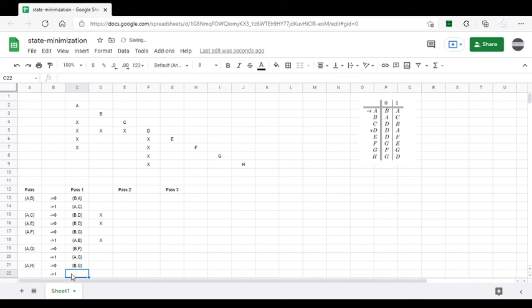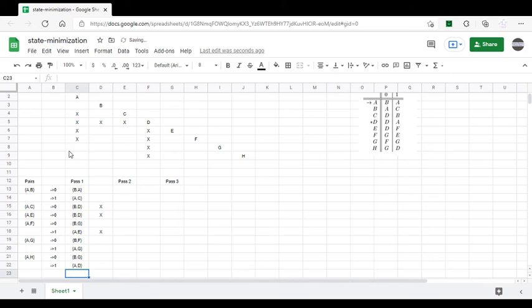Where does that take me? I'm at A and I read a 1, it takes me to A. I'm at H and I read a 1, it takes me to D. Now I look at AD. AD is checked, which means I need to check AF. Alright, and that's my A. I'm done with this column here on the first pass.